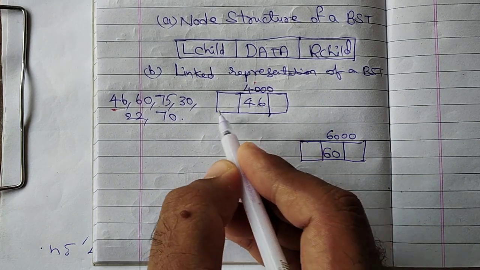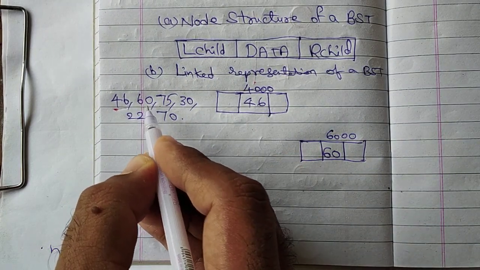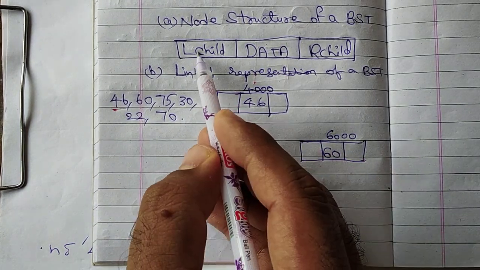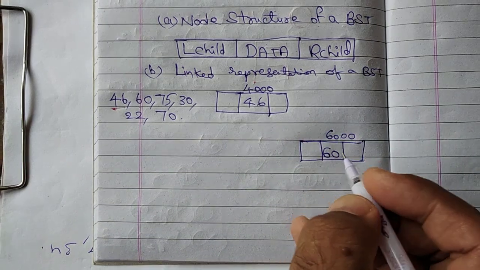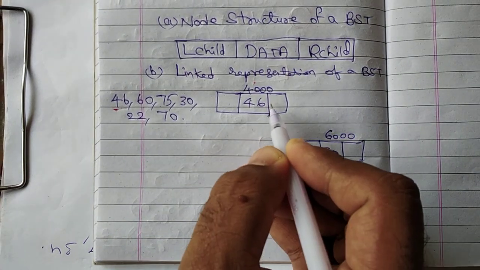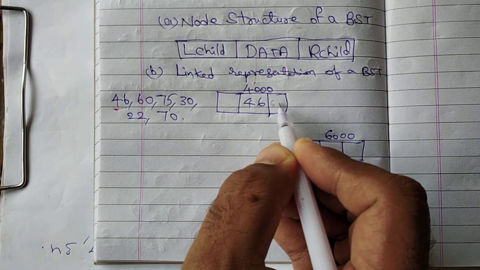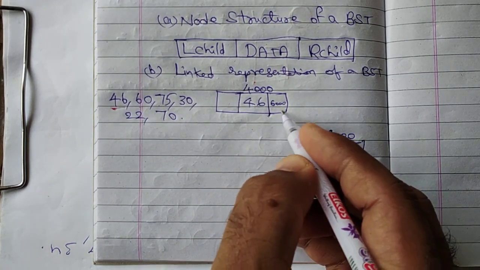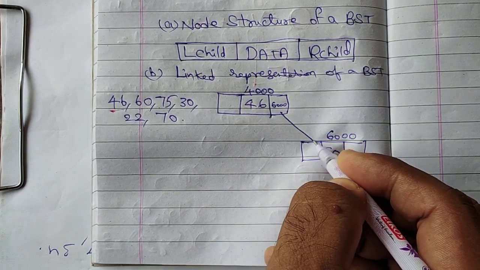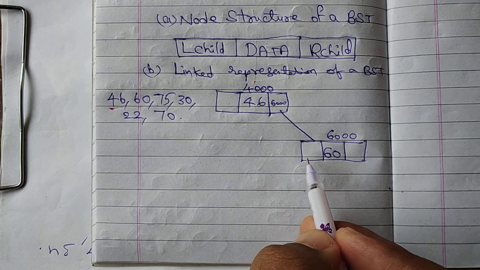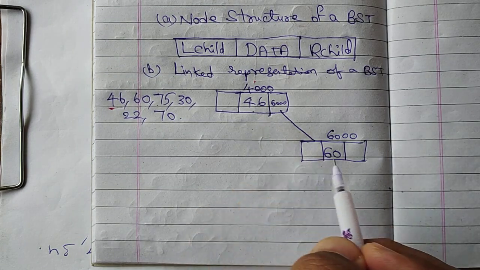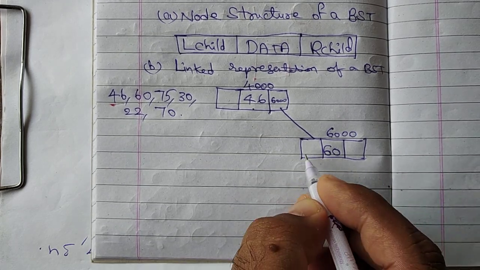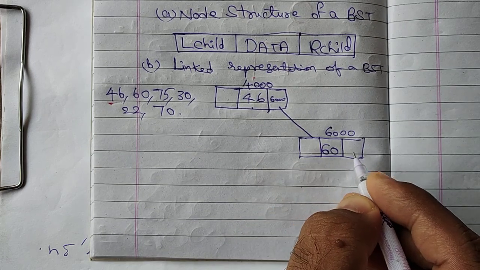Now initially both are null, but I want to insert one more element in the binary search tree. So simply create the node as per the node structure of the BST. Now this address, 6000, you should store here. It will point to this node address and automatically establish a link between 46 and 60. Here there are no left and right children, so simply put null and null.